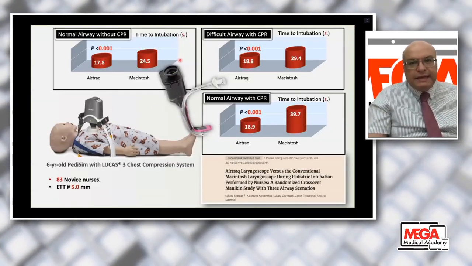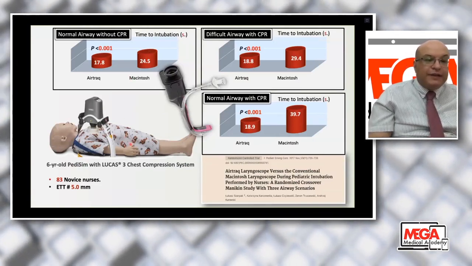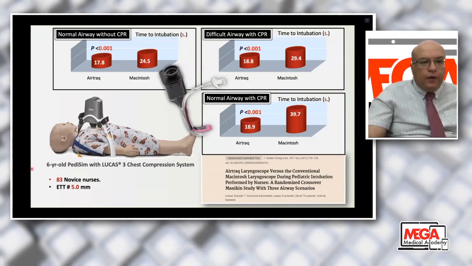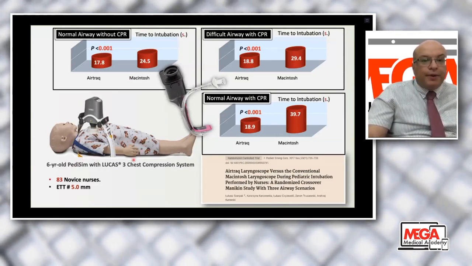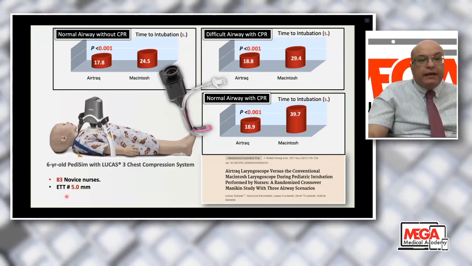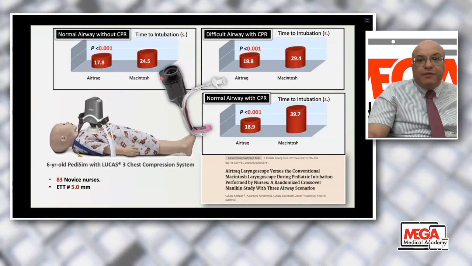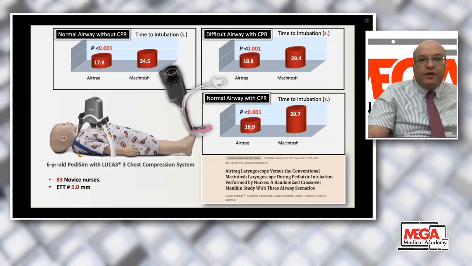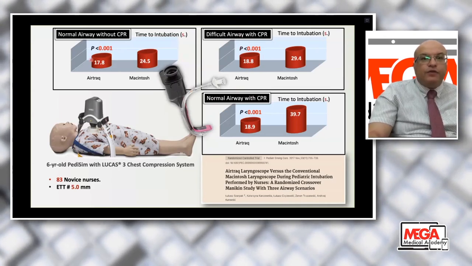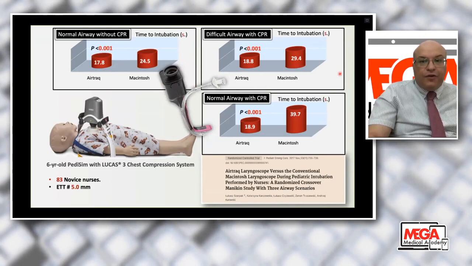Here, this is an interesting study, including 83 novice nurses with a 6-year-old mannequin, with a difficult airway and chest compression system, using an endotracheal tube of 5. You can see the time of intubation with CPR, in difficult and normal airway, and even without CPR, is significantly less with AirTrack compared with Macintosh.